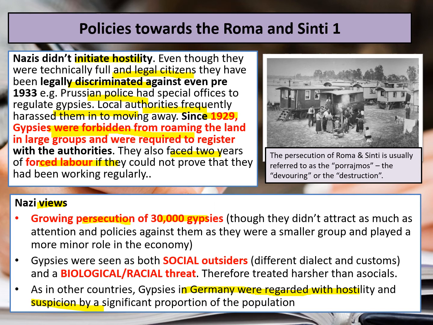Now, generally they were treated harsher than asocials because they were seen as both a social threat and a social outsider, because they have a different dialect and customs and lifestyle. And also they were seen as being a biological and racial threat to the pure German blood that they wanted to keep. So this is just a little bit about the background of the Roma and Sinti.